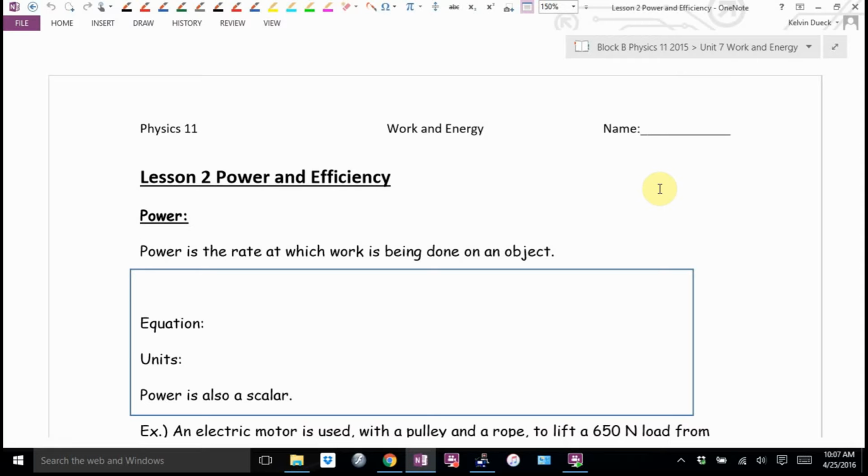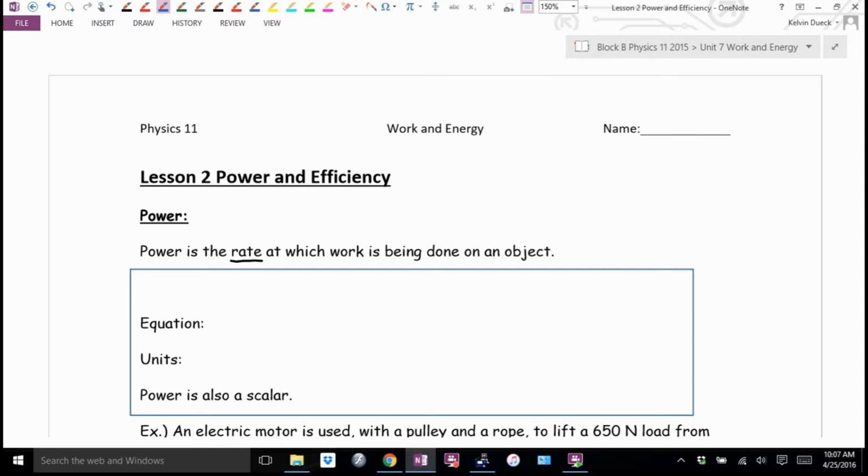Power. Power is how fast you're doing work. The fancy word is power is the rate at which work is being done on an object. As you take more physics, Brendan, you'll learn that anytime they're talking about a rate, what they're really saying is you're dividing by time. As an example, acceleration is the rate of change of velocity. It's change in velocity over time. It's VF minus VI over T.